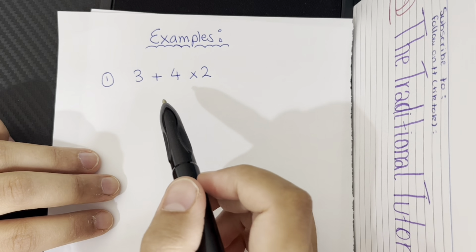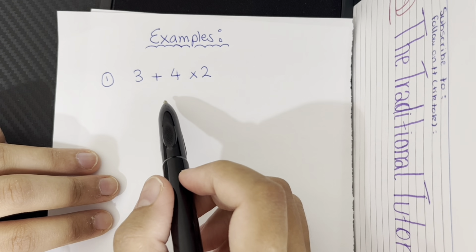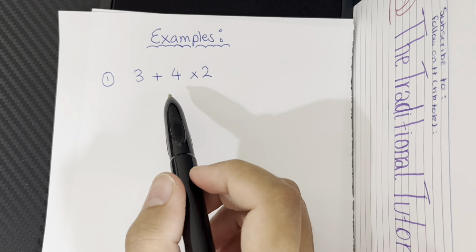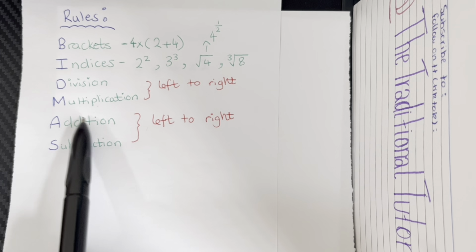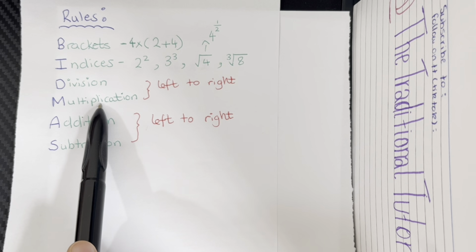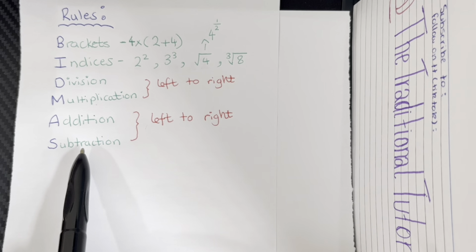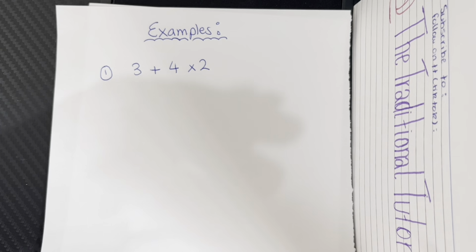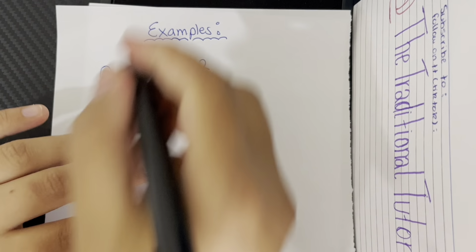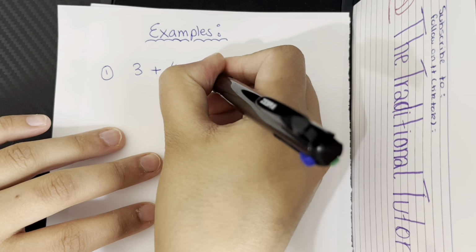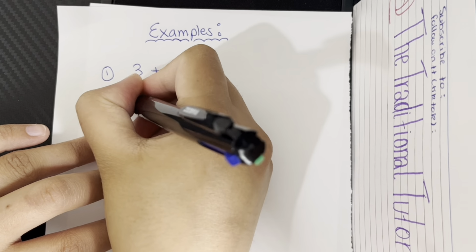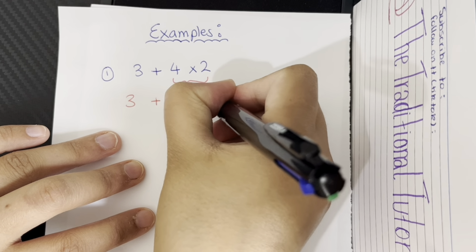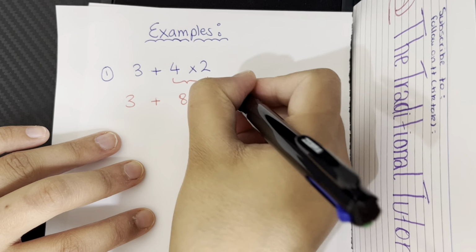But if we think about BIDMAS, it tells us we need to be doing our multiplication first before addition, okay? So that means I'm just going to be looking at my 4 times by 2 first, which gives me 8, and then I will be adding on the 3, which finally gives us 11.